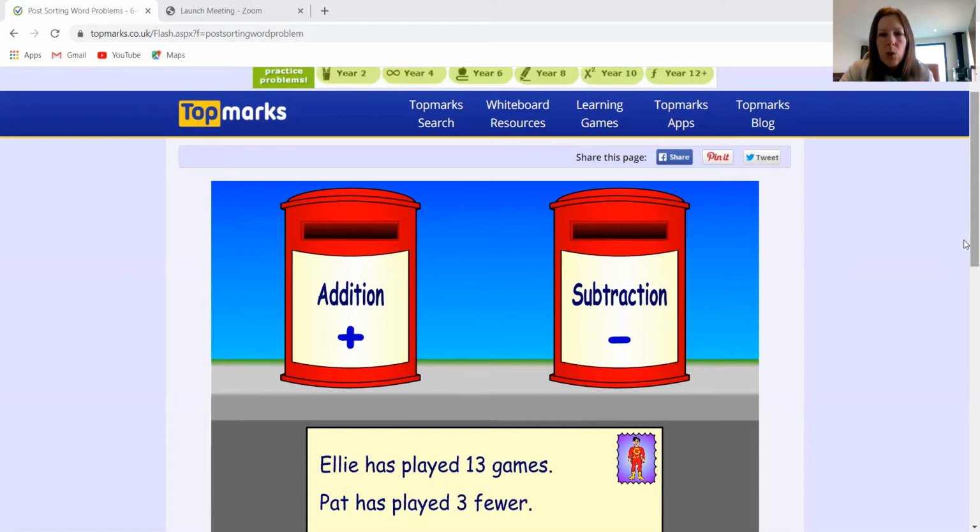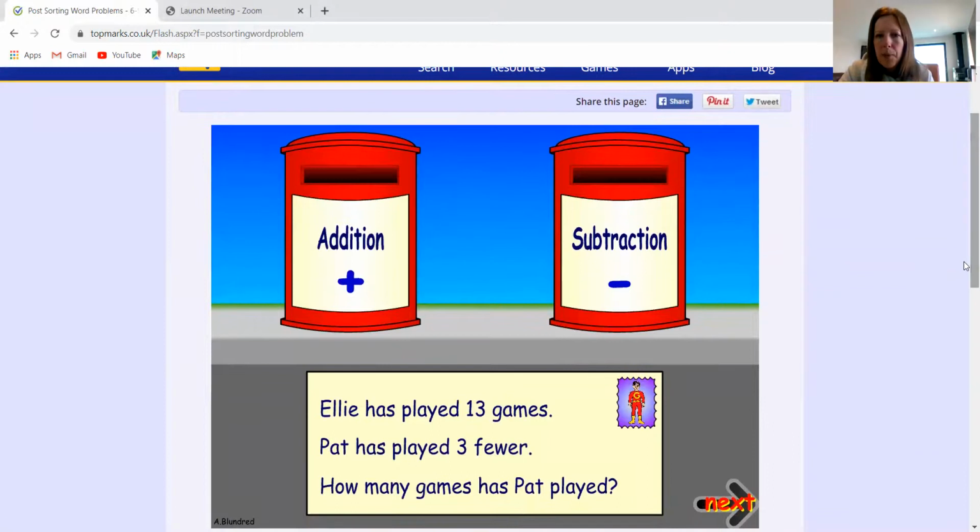So you can see we've got two post boxes here, and one has got an addition sign on it and one has got a subtraction sign on it, okay? And we've got to read the address that's on the envelope down here and work out whether we're going to post it into the addition one or whether we're going to post it into the subtraction one. So that's what we've got to try and work out. So let's have a look at this first one together. And you can see the numbers involved are not big numbers. It's more looking at what the question type is.